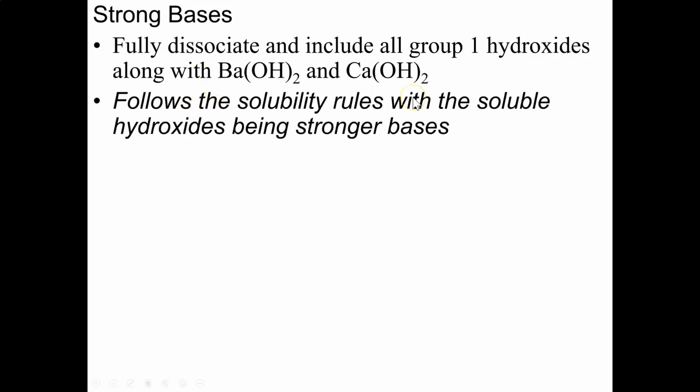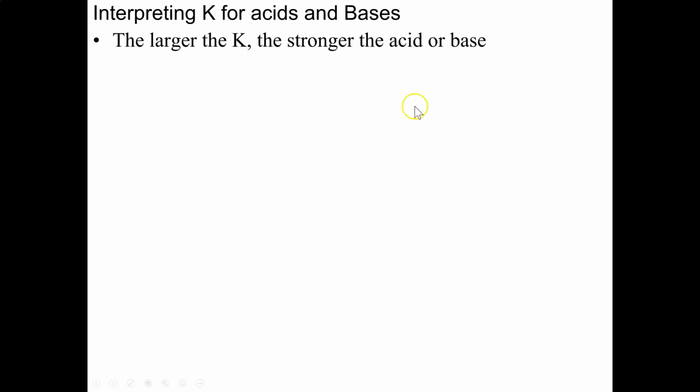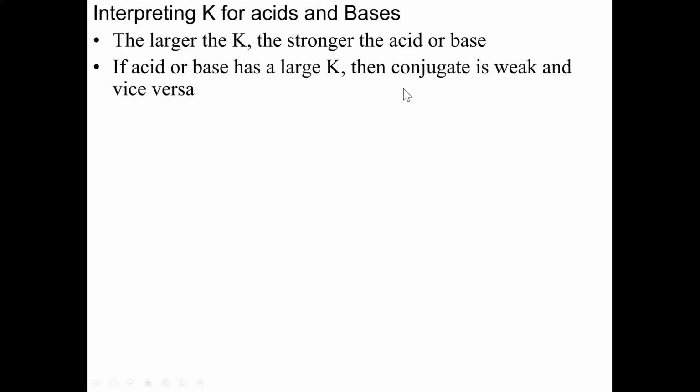So that's an easy way to look at it. So group 1, along with barium and calcium, are considered your strong bases. Everything else will be considered weak. All right, interpreting K for acids and bases. The larger the K, the stronger the acid or base. We mentioned this earlier. If an acid or base has a large K, the conjugate is weak, and vice versa.